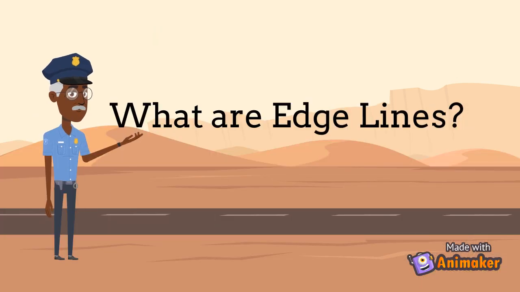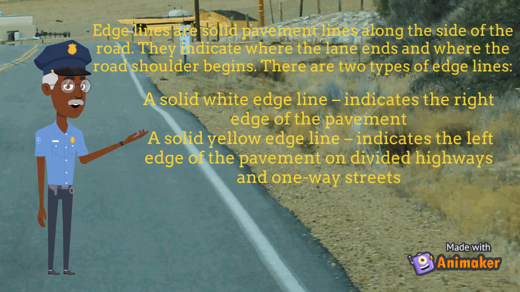Edge lines are solid pavement lines along the side of the road. They indicate where the lane ends and where the road shoulder begins. There are 2 types of edge lines. A solid white edge line indicates the right edge of the pavement. A solid yellow edge line indicates the left edge of the pavement on divided highways and one-way streets.